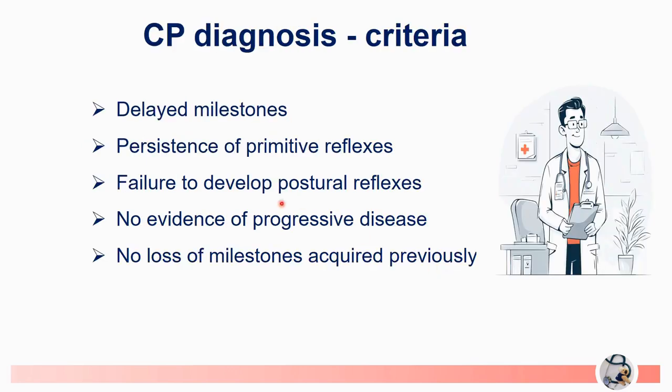For diagnosis of CP, certain criteria should be present. So those are delayed milestones. Another is persistence of primitive reflexes. Another is failure to develop postural reflexes. So these you have to do in the examination part. And there should be no evidence of progressive disease. And there should be no loss of milestones acquired previously. So if the child has already acquired milestones, child is walking at 1 year. If there is a regression of milestones, the child stops walking, stops sitting, so those should not be present.